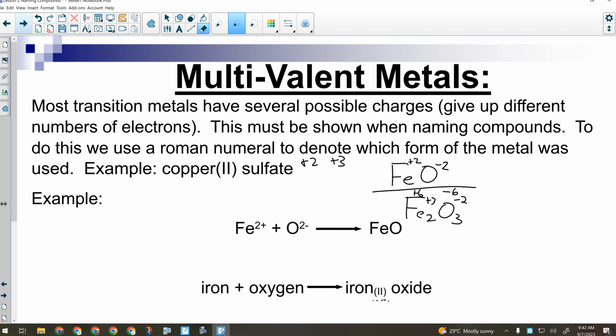So this stuff is iron Roman numeral 2 oxide. This stuff is iron Roman numeral 3 oxide. Everybody all right with that? What is iron Roman numeral 3 oxide? Is it an actual thing? Oh yeah, it's an actual compound. I can tell you what its properties are or whatever. I don't know, but yeah.